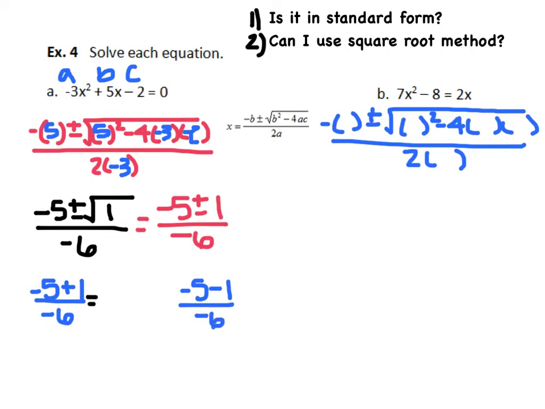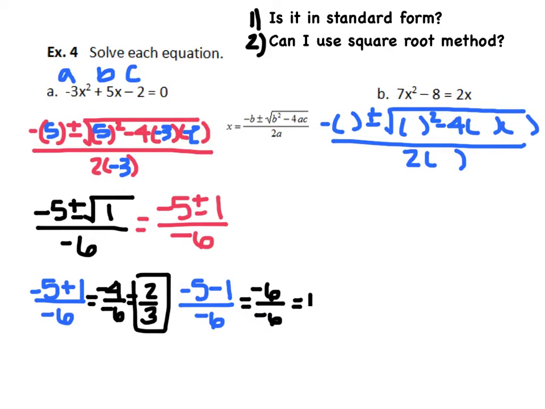-5 plus 1 is -4 divided by -6, gives me a fraction of 2/3 as one of my solutions. And the second one, -5 minus 1 is -6. Divided by -6 is equivalent to +1. So my two solutions, or my two x-intercepts, or my two roots, or my two zeros, are 2/3 and 1.